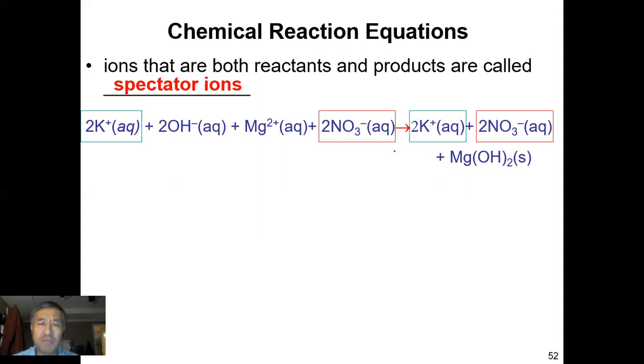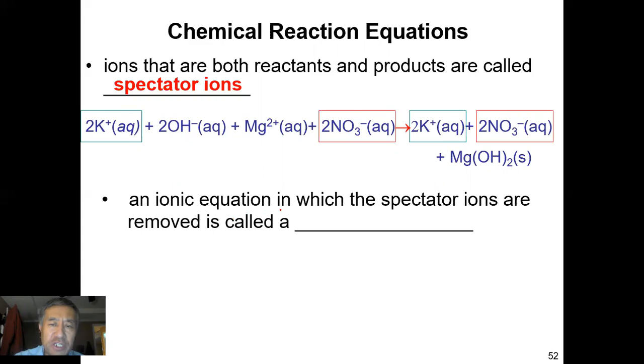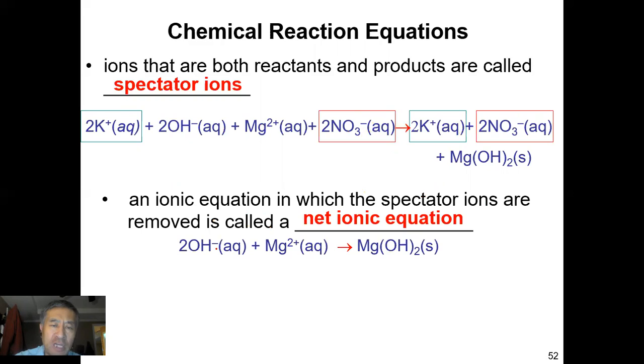An ionic equation in which the spectator ions are removed is called a net ionic equation. So for this example, if we take these two pairs of ions out, what's left over is 2 hydroxide and 1 magnesium 2+, which produce Mg(OH)2 solid. So this is our net ionic equation. Now you see all three equations we are going to study in this section: start with molecular, then complete ionic, then net ionic.